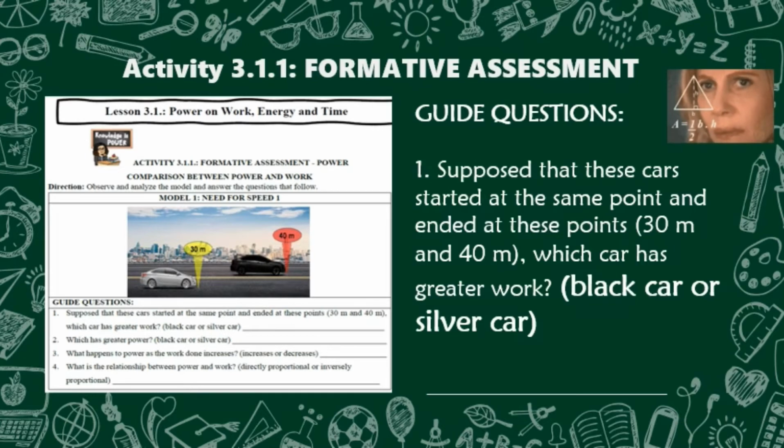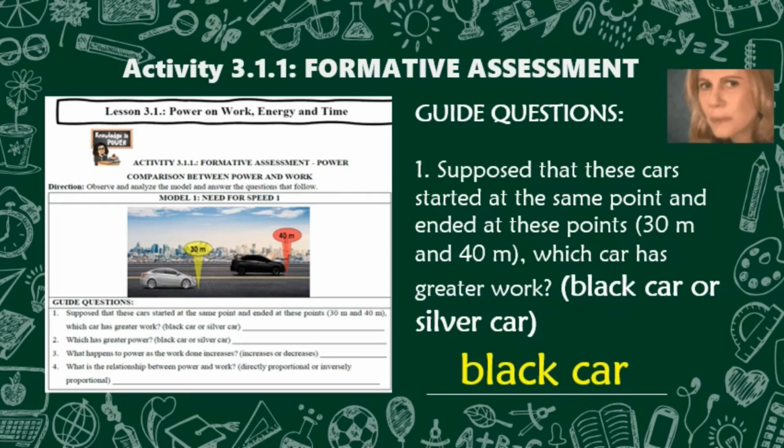Okay, so remember what you have learned a while ago in the concept of work and power. Or yung inyong natutunan sa previous nating tinalakay about work. So, ang tanong dito ay, sino daw or alin sa dalawa ang may greater work or greater amount of work? Black car or silver car? Your answer is very good. The black car. Why? Because the black car has reached 40 meters, which is greater than the silver car. Okay? Next.